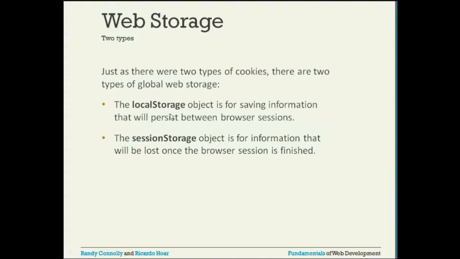The local storage object is for saving the information that will persist between browser sessions. If you use the local storage object, the information will persist between the browser sessions. It is not restricted to one session, it is stored for multiple sessions. Let us say a user makes a browser session and you are using local storage, and then he opens a new session. Even then, that information will persist.